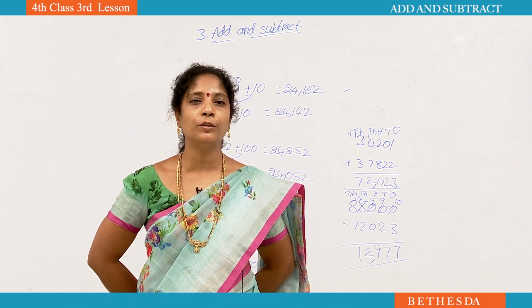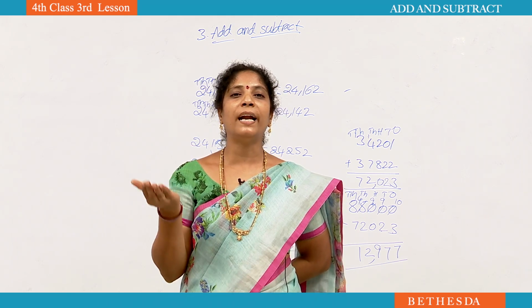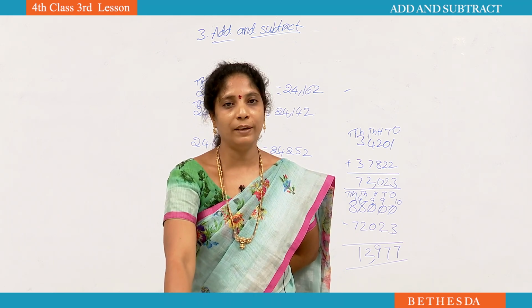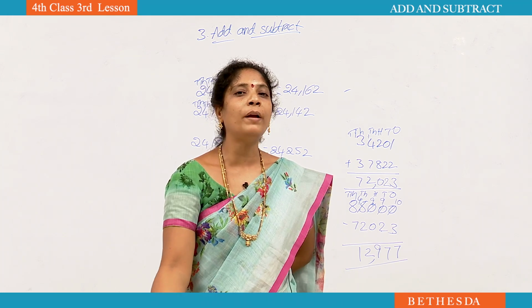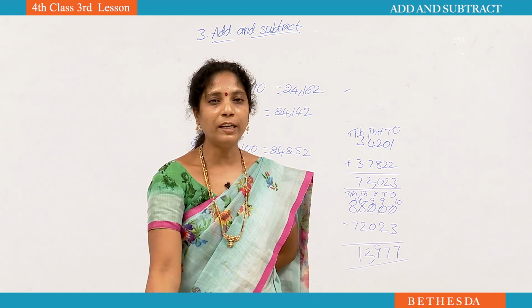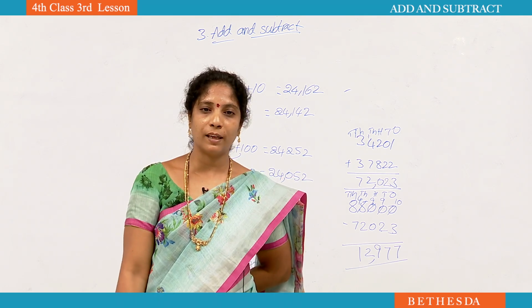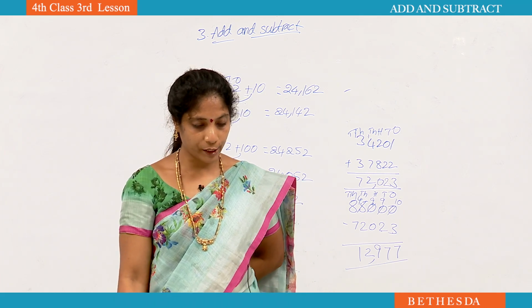Here what we have to do? How many marbles you gave to your brother and sister, we have to add first. 5 plus 6, 11. Now you have to subtract from the total marbles how many you gave them. 20 minus 11 is equal to 9. 9 marbles are there with you. Like that you have to use addition and subtraction also.